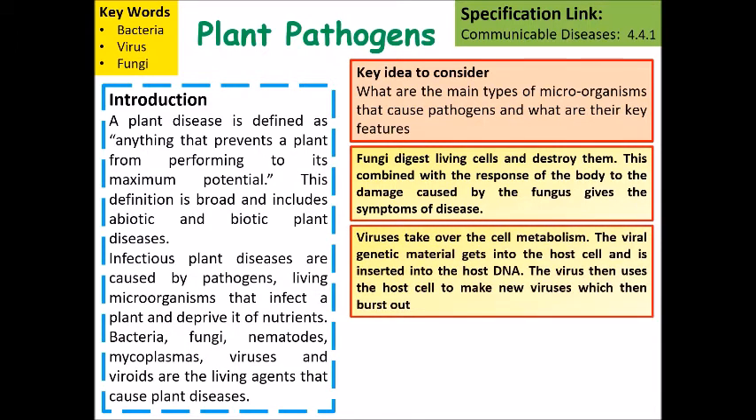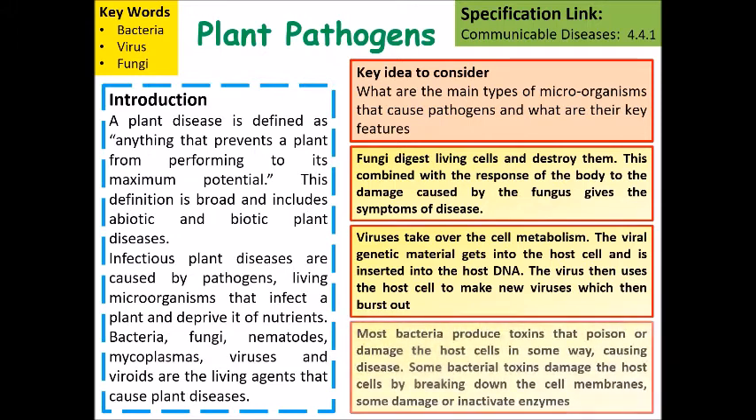Viruses take over cell metabolism. So the viral material gets into the host cell and is inserted into the host DNA. The virus then uses the host cell to make new viruses which burst out, which will subsequently go and destroy the cells. And finally, bacteria that are infecting plants will quite often go and produce toxins, and these toxins will go and damage the cells in the plant.